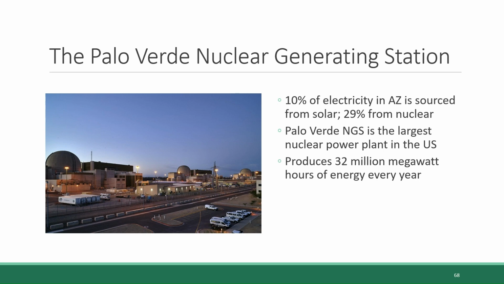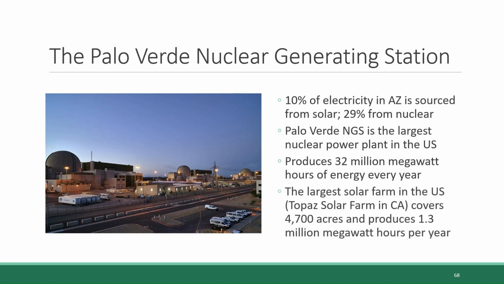To give you perspective on how much that is, the largest solar farm in the country, which is Topaz Solar Farm in California, covers 4,700 acres and produces only 1.3 million megawatt hours per year. The Palo Verde plant, including all of its reactors and all of its water reservoirs, covers 4,000 acres. So less land for way more energy.